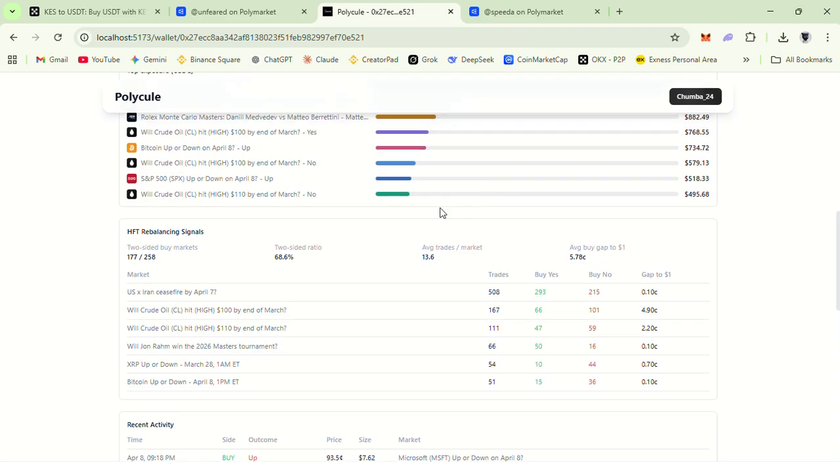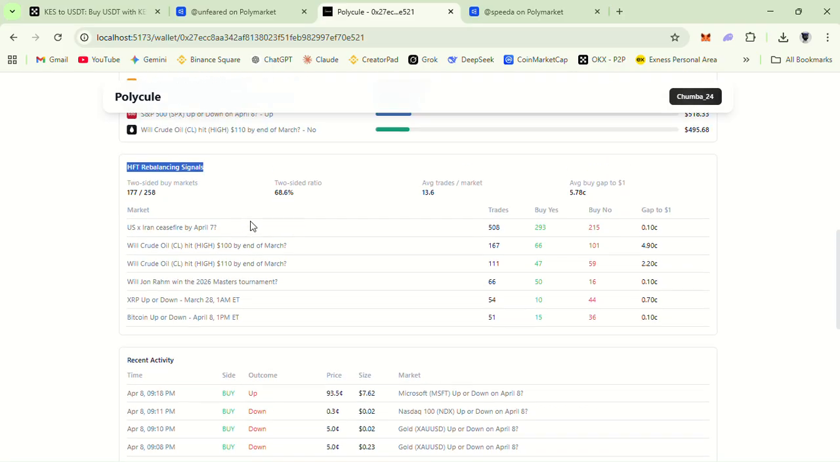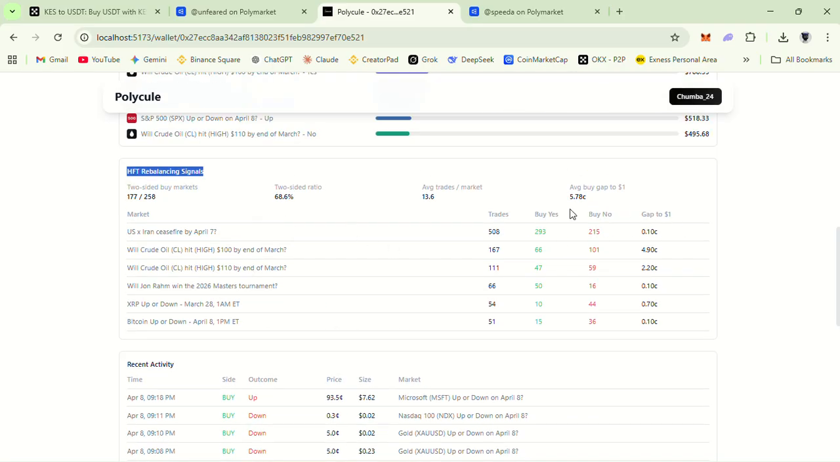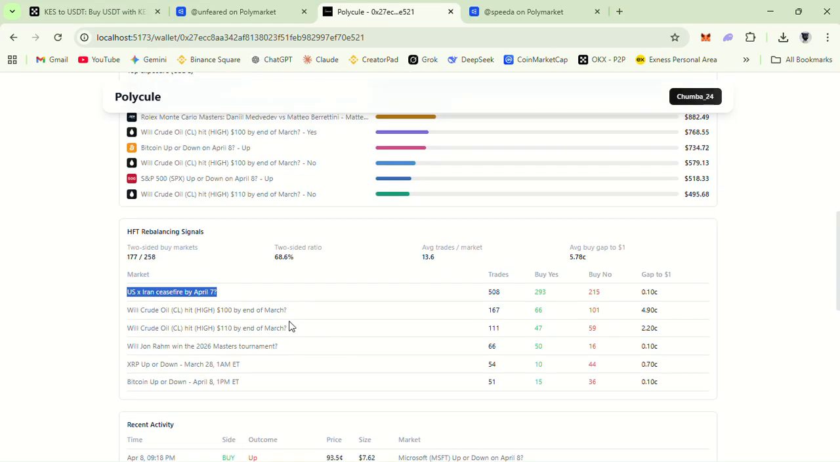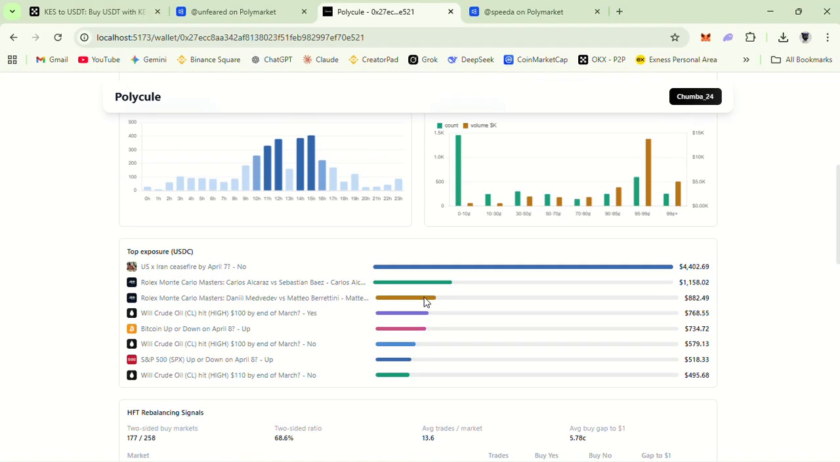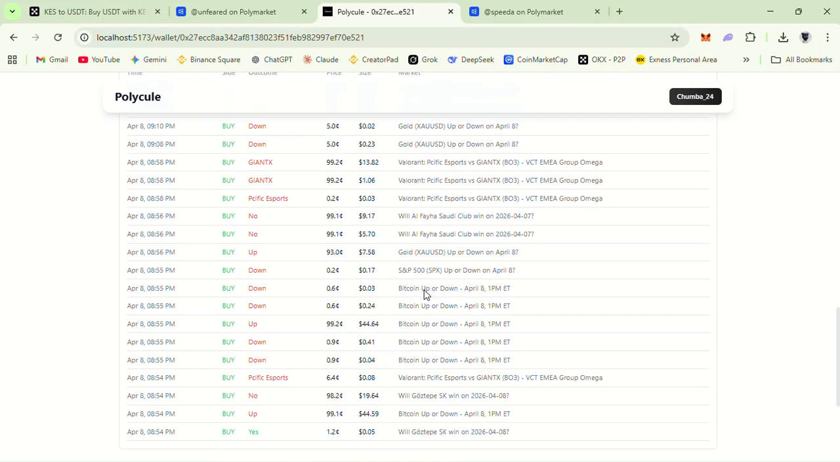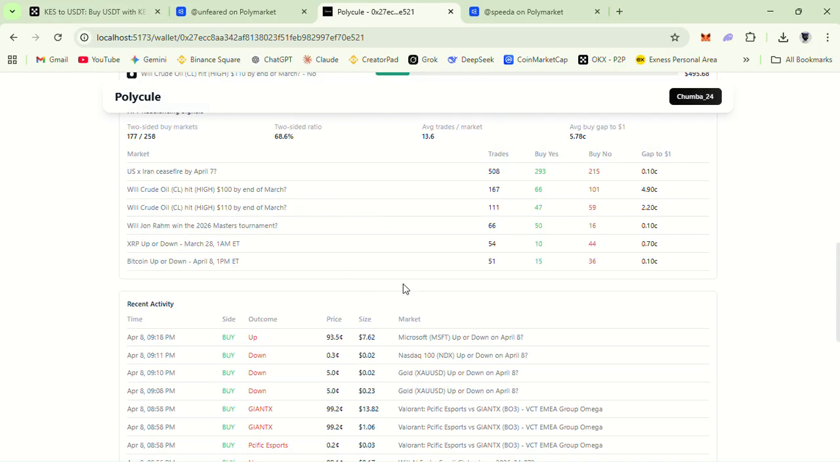Then there is something that appeared here. It's called HFT rebalancing. This is a feature that I'm trying to perfect, but it's for those people who try to buy both sides in the same market. So I'll try to make it much better so that you can identify it. You can see there is an activity, but you can improve this much better.